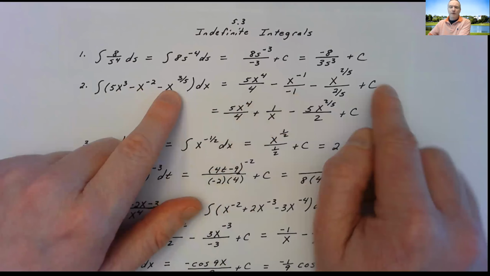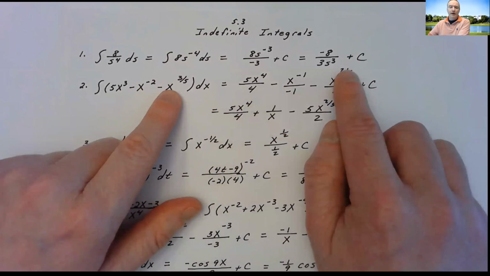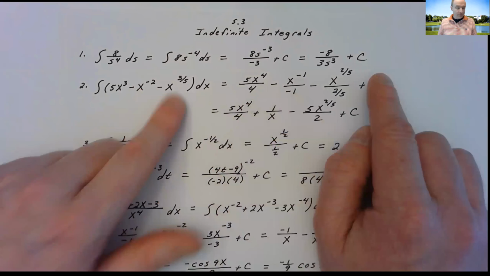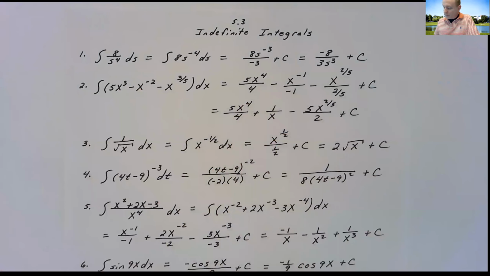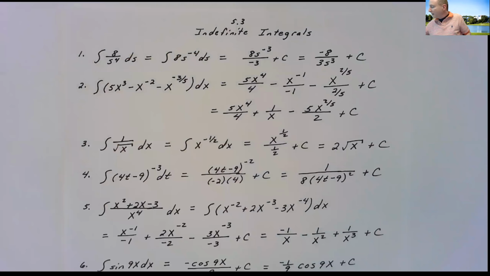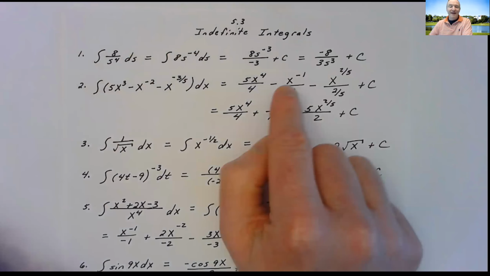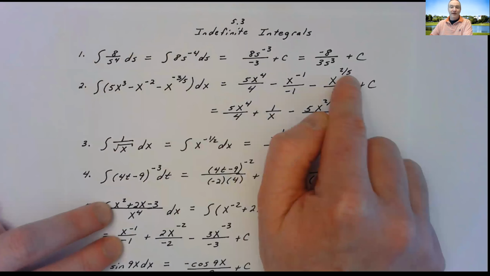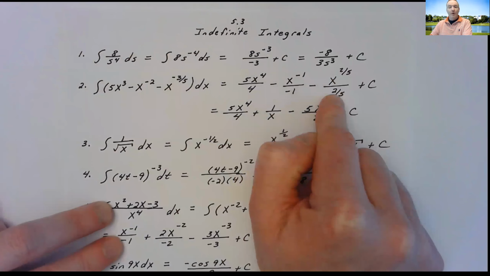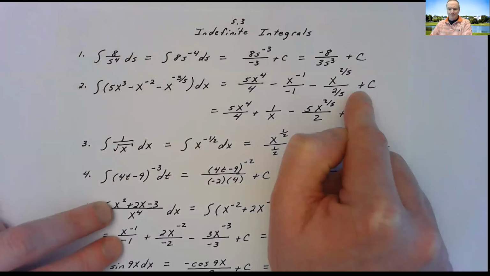This one's not going to be good. I'm going to have to correct that. Oh, I meant to put a negative 3/5 in my original problem. Let me fix that. So if I have x to the negative 3/5, then when I add 1 to the exponent, negative 3/5 plus 1 is x to the 2/5. I divide by that new exponent plus my constant of integration.